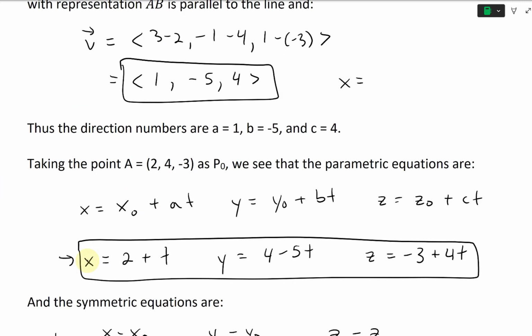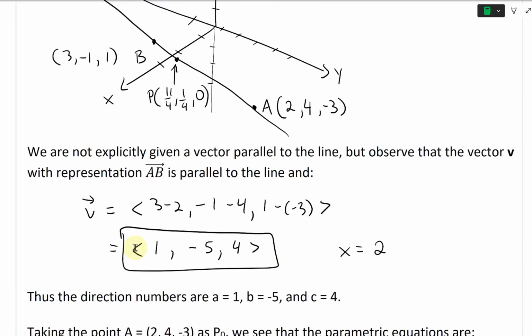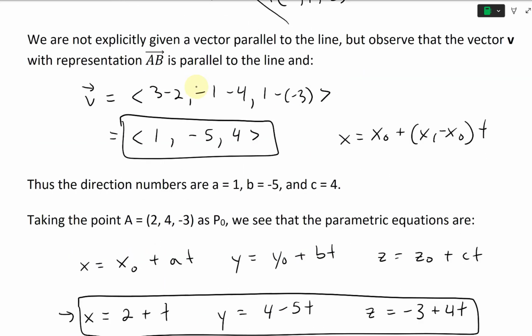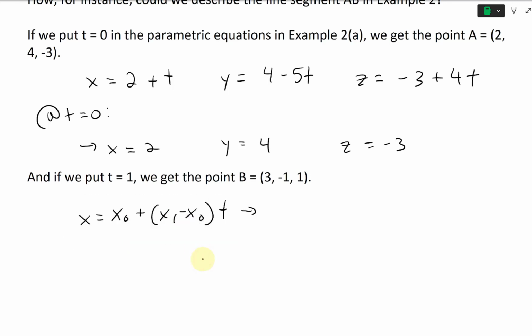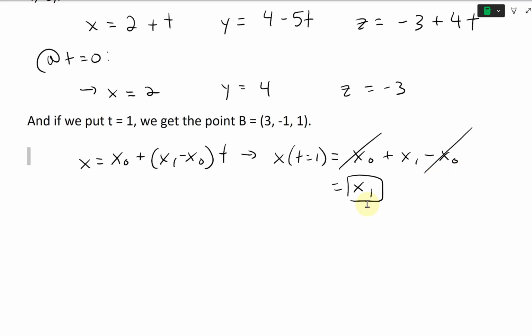So let's write it here, x equals 2, and then the 2 right here is just our x naught. This equals x naught plus, and then the a value, which was going to be x1 minus x naught, times t. Now that we have this written, I'm going to copy and paste this, and then let's put it down here. If we plug in t equals 1, we're going to get x at t equals 1 is equal to x naught plus x1 minus x naught, and then these just cancel. So we're left with x1. So in other words, if we do that same thing for y and z, we get the point B.